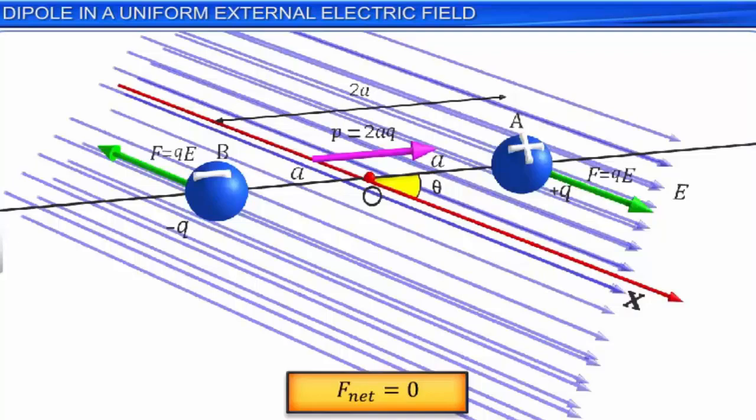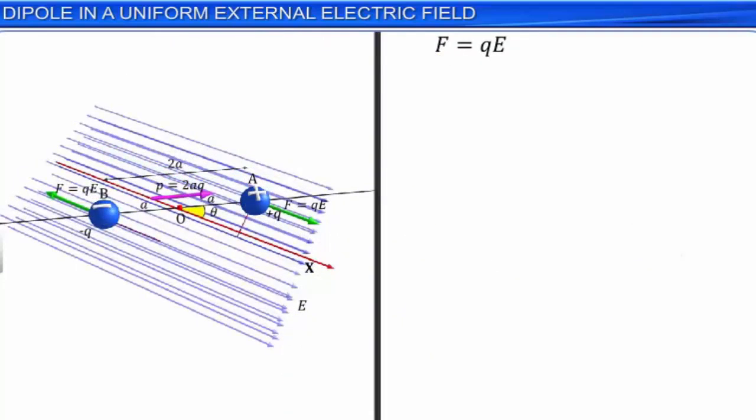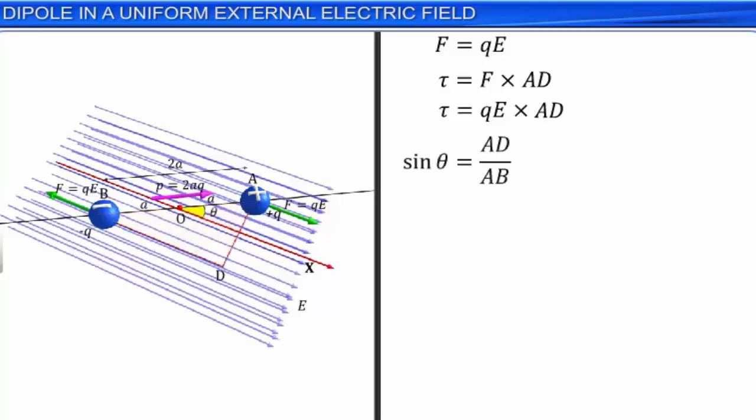The magnitude of the torque on the dipole is equal to the product of the magnitude of each force F and the length of the couple arm AD. The torque tau is equal to F into AD. Hence, tau is equal to QE into AD. In the triangle ADB, sin theta is equal to AD by AB. Since AB is equal to 2a, we have sin theta is equal to AD by 2a. Therefore, AD is equal to 2a sin theta.